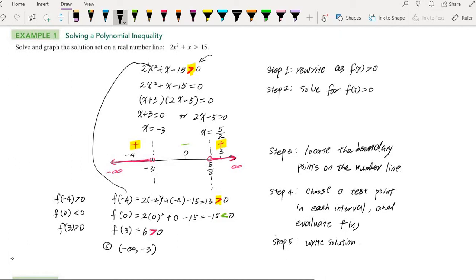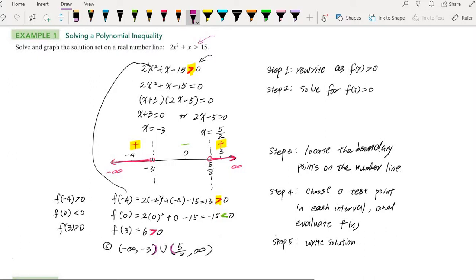And then we also have another piece of the solution, from 5 over 2 to positive infinity. Again, the reason I'm using parentheses here and here is that we have an open circle, and also because your original question was greater than, not greater than or equal. If we say greater than or equal, then you have to use a bracket. All right, those are the steps for this question.